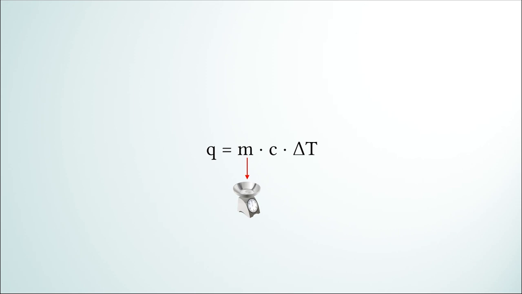That is a change in temperature. So we need to know the original temperature of our object and then the final temperature afterwards. We can measure temperature with a thermometer if our material is a liquid or a gas. But what about a solid? That's a little trickier.